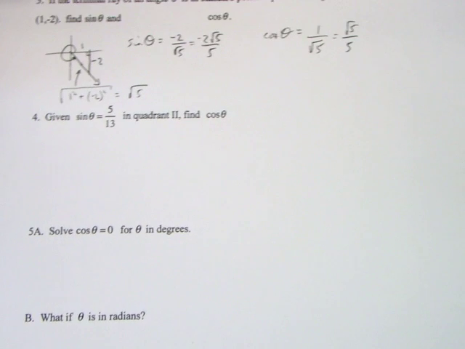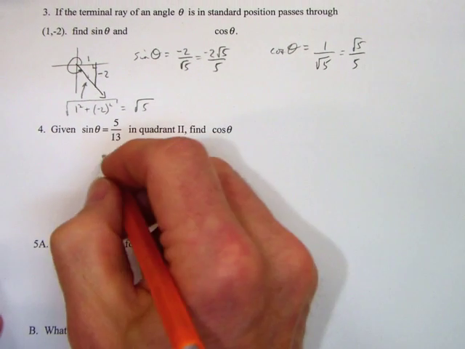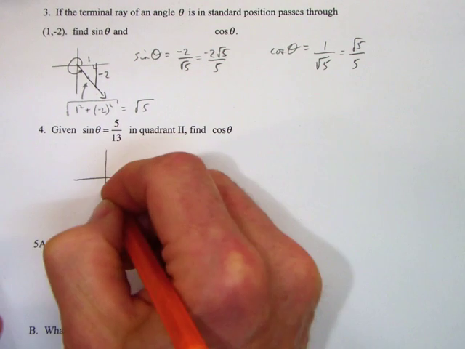Let's take a look at the next one. The next one will be very similar, except this time we're not given a specific point. We're given a value of sine, and we have to be very careful about this kind.